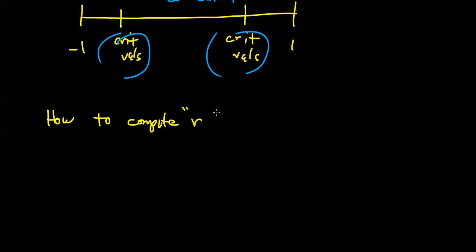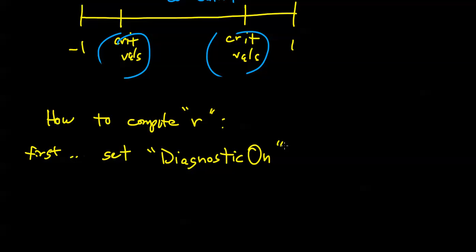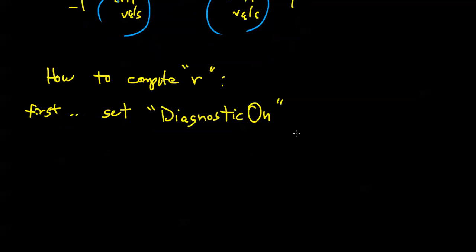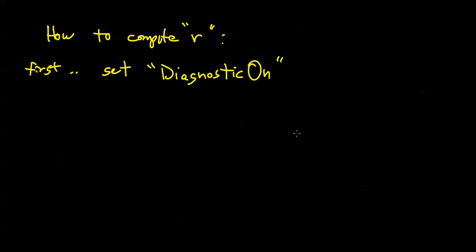How to compute your linear correlation coefficient. Well, first, we have to set a function on your calculator called diagnostic on. Now, I'm 99% sure that everyone's calculator has this function on, but if there's been a reset on your calculator, it may have been turned off. So let me show you how to set your diagnostic on your calculator.